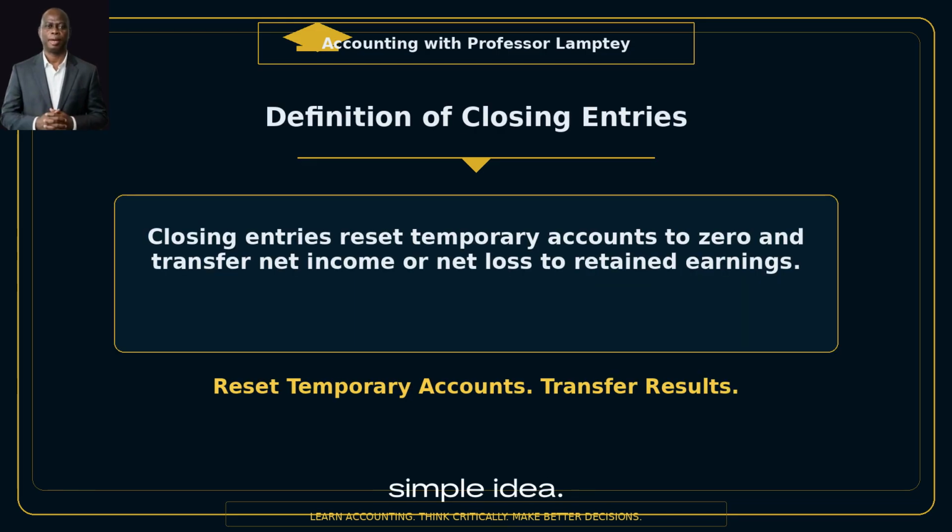So here is the simple idea. Closing entries are journal entries made at the end of the accounting period to reset temporary accounts to 0 and transfer net income or net loss to retained earnings.